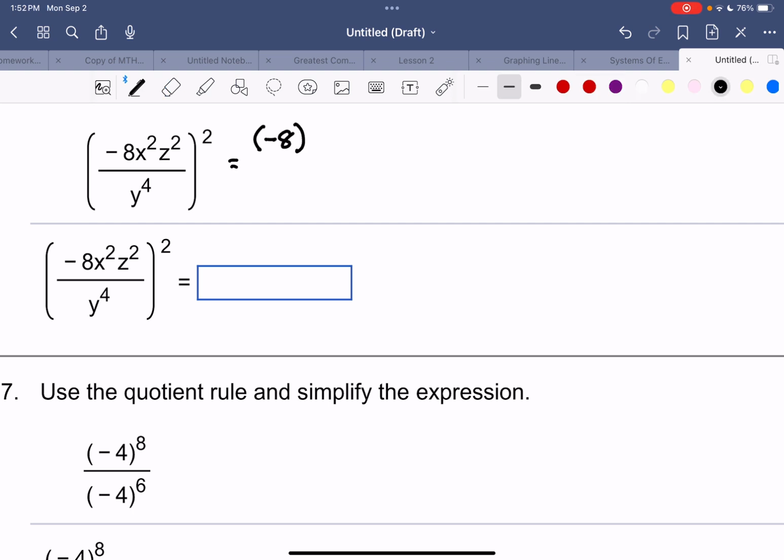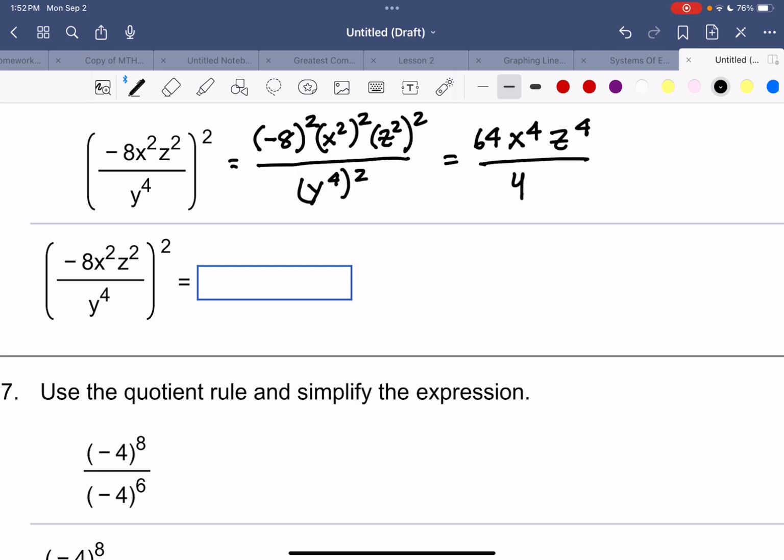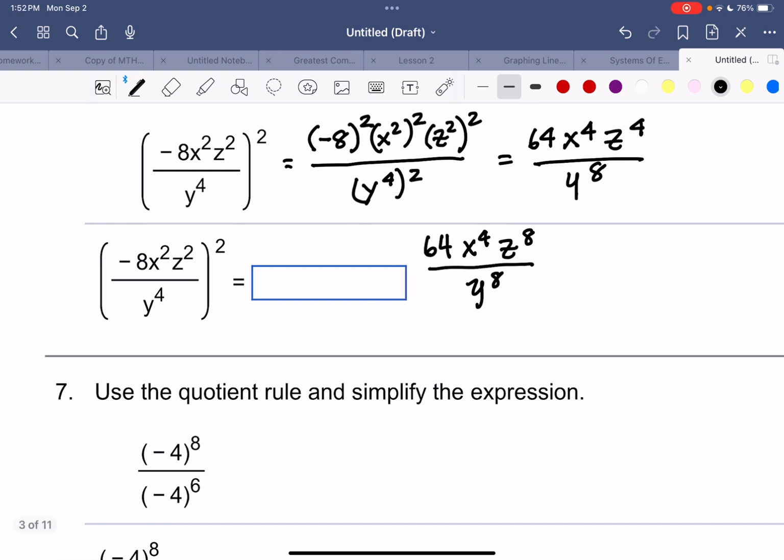Negative 8 to the 2, well, that's going to be a positive 64. X squared to the 2, that's going to be an x to the 4th. Z squared to the 2 is going to be a z to the 4th. Y to the 4th raised to the 2 is going to be y to the 8th. So my final answer is 64 x to the 4th z to the 4th over y to the 8th. And none of these bases are alike, so I can't do any kind of reducing.